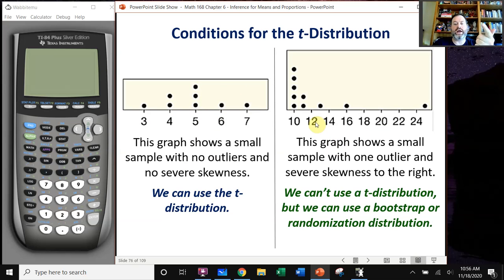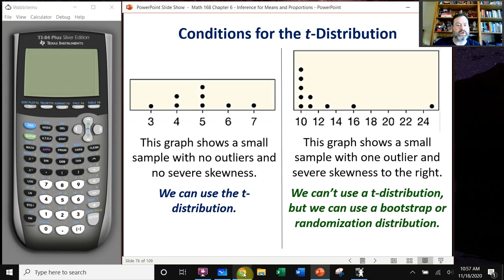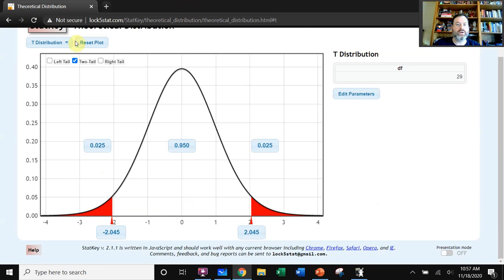What about over here? Small sample, 1 outlier, severe skewness. Well, this tells us we can't use a t-distribution, but we could use a bootstrap distribution or randomization distribution. And that would require us to go back and look at chapters 3 and 4 and check those conditions. So you might be wondering why this happens. Well, let's go into StatKey and look it up.